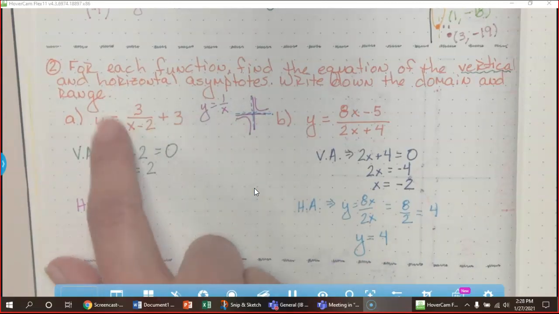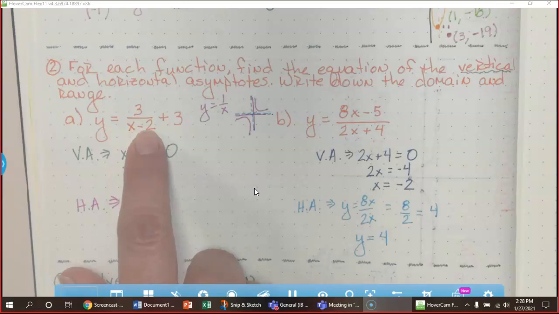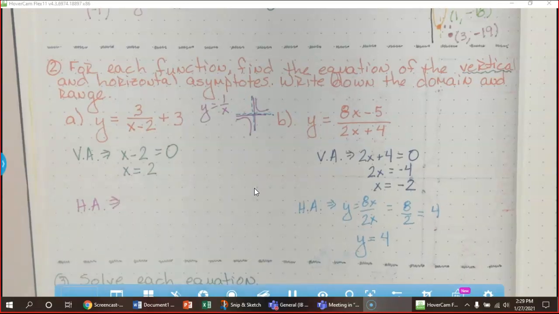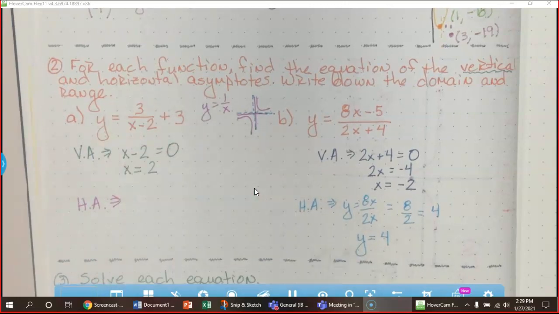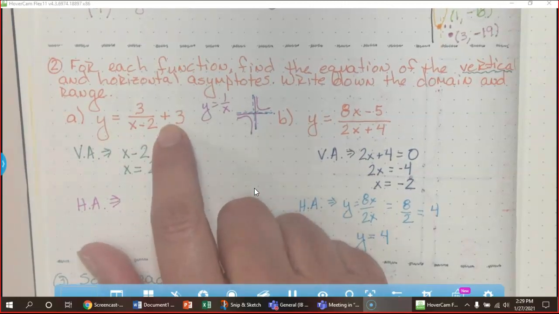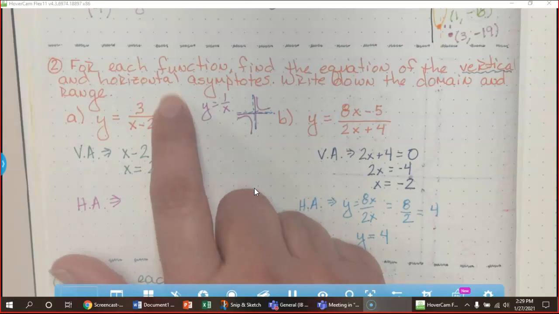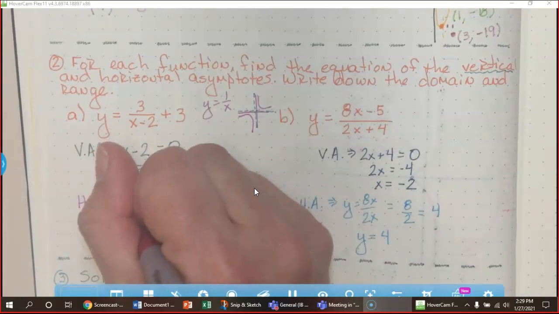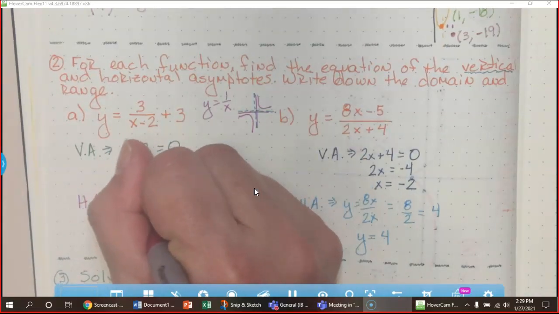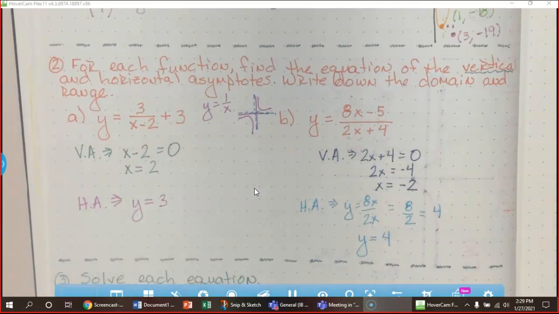In this problem right here, we found that vertical asymptote because we shifted this guy 2 units to the right. For my horizontal asymptote, I have to take into account the other thing that's happening here, and that is that my entire function is getting shifted 3 units up. So for this problem, we're going to say that my horizontal asymptote is going to be y equals 3.